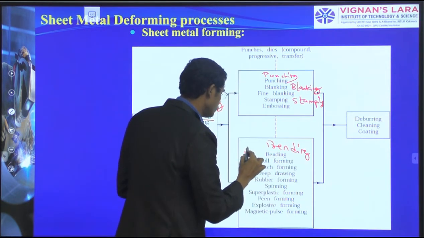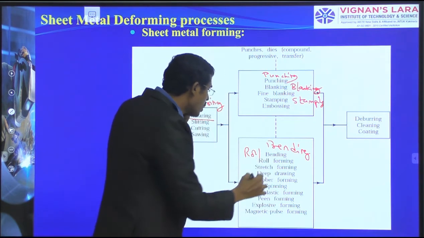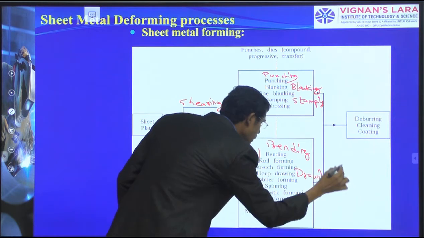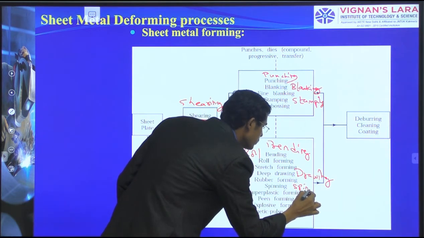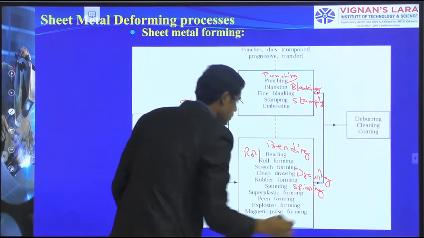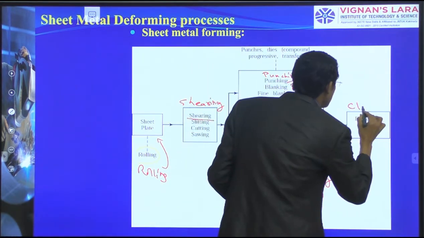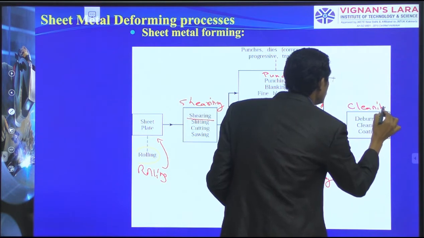roll forming, right? Deep drawing, right? Spinning. So all some other processes can be done. Finally, we can go for cleaning. So it is a general sketch.